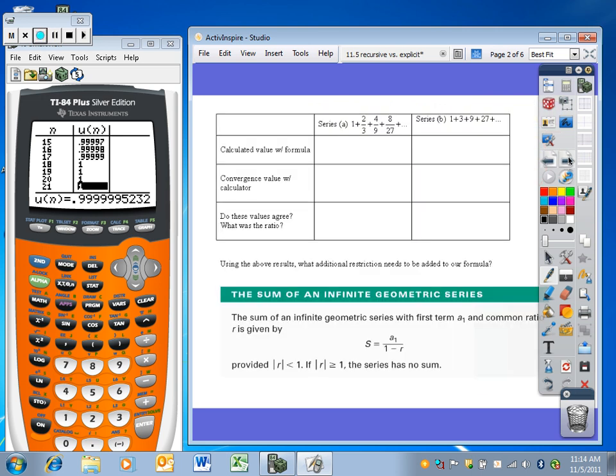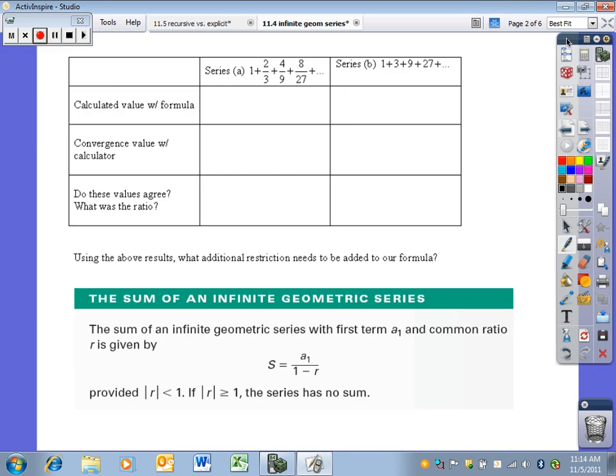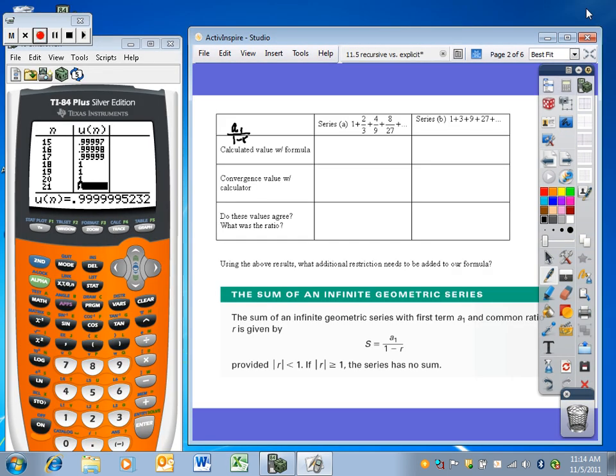This one says our calculated formula, which was a sub 1 over 1 minus r. I'm going to shrink this back down. Let's see what we get in this case. So from term to term here in this series, 1 to 2/3, I multiplied by 2/3. 2/3 to 4/9, I multiplied by 2/3. 4/9 to 8/27, I multiplied by 2/3. So that makes my ratio 2/3.